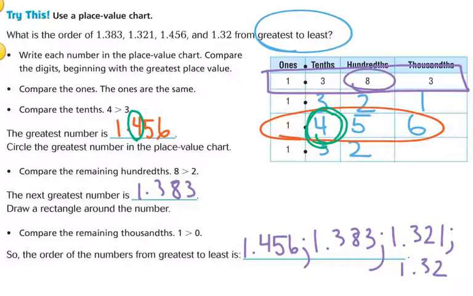So boys and girls, in this lesson we used several different strategies. We used a place value chart, and we also lined up the decimals using decimal points to order and compare decimals. Remember, boys and girls, when we're comparing decimals, we start at the ones place and then we move further to the right. And the further we go to the right, it helps us analyze the decimals and the value of the decimals depending on their place value.